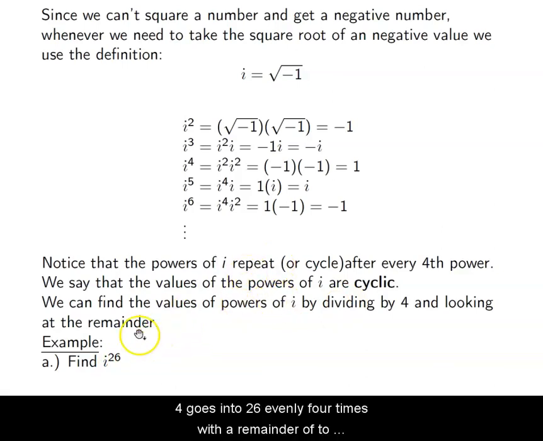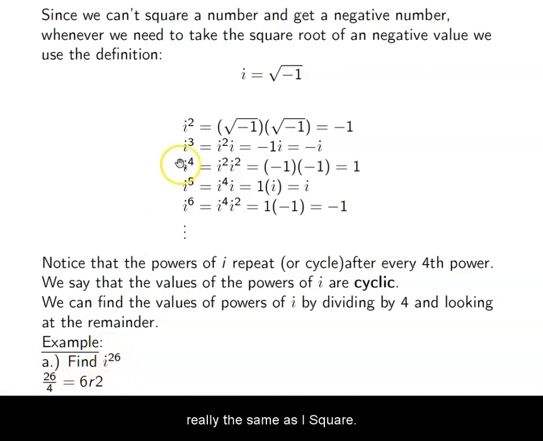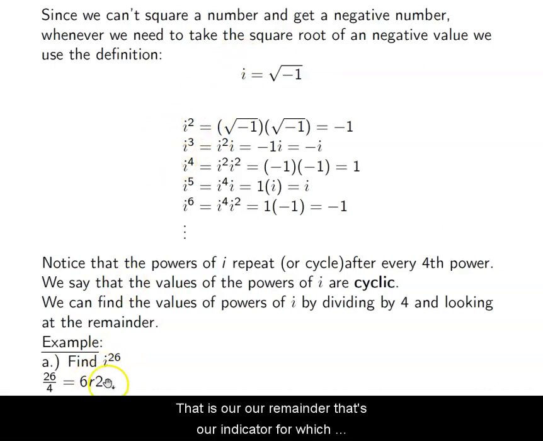4 goes into 26 evenly 6 times with a remainder of 2. So i to the 26th is really the same as i squared. Okay, that is our remainder.